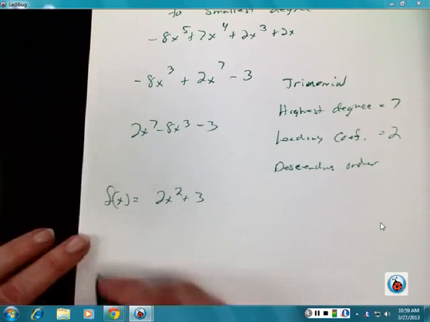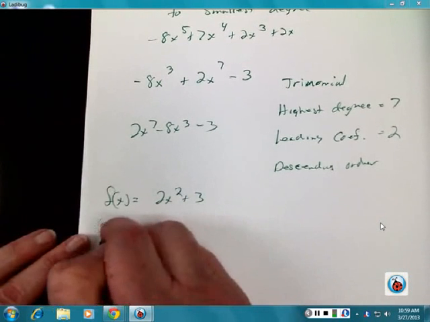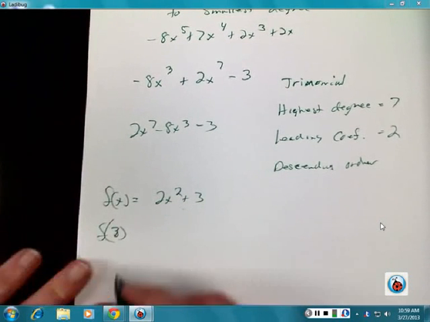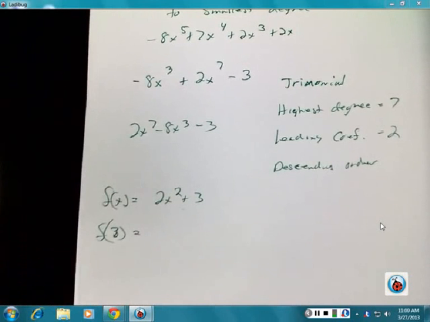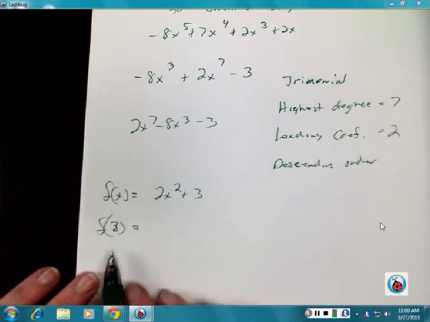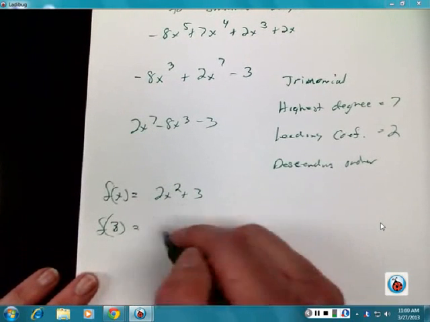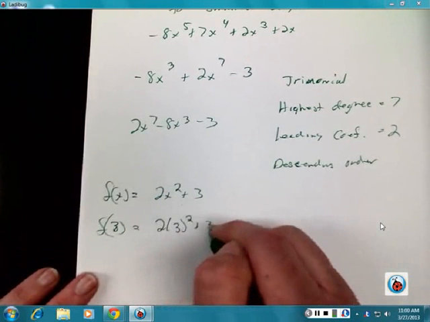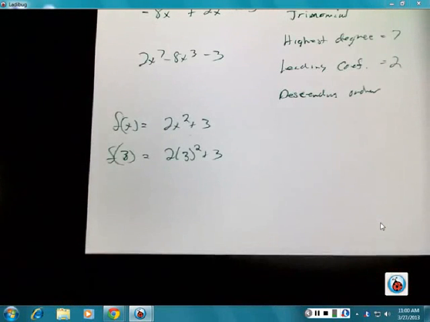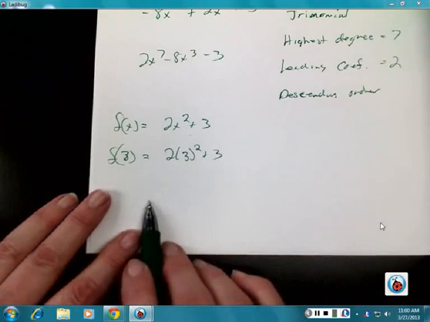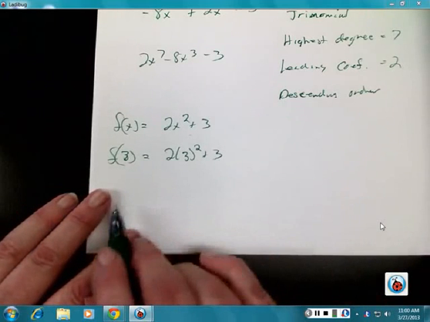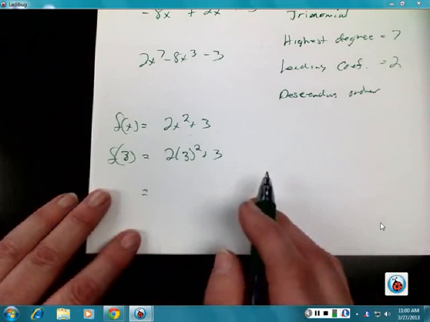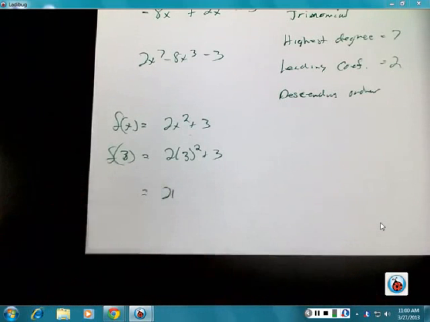And then they might ask what happens when x is replaced with 3, and we did these in the last chapter because we had to come up with all those different points. So I'm just going to take 3 and replace x with it. So 2 times 3 squared plus 3. What would my answer be? 18 plus 3, which is 21. Perfect, that would be my answer.